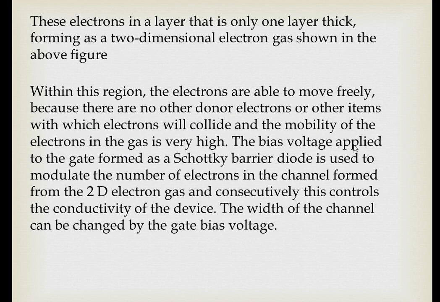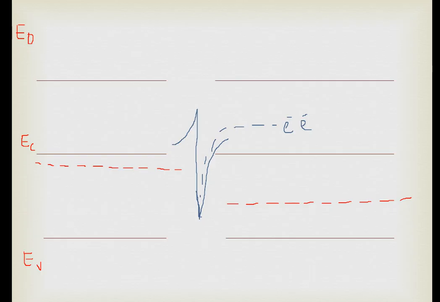So the bias voltage applied to the gate forms the Schottky barrier diode that is used to modulate the number of electrons in the channel, formed by the 2D electron gas, and consequently this will control the conductivity of the device. So here, unlike the other devices, the conductivity of the HEMT, that is the high electron mobility transistor, will be controlled by the two-dimensional electron gas. This two-dimensional electron gas is formed by the heterojunction. And the width of the channel can be changed by the gate bias voltage.